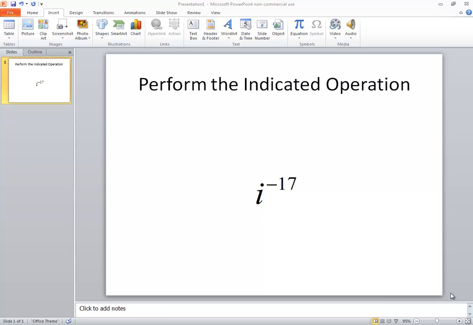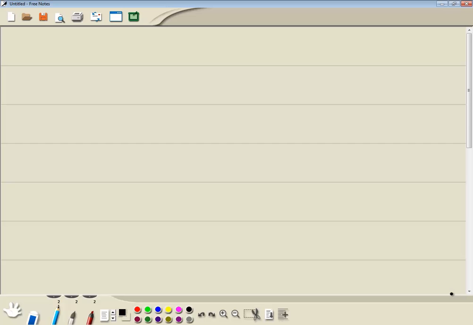Let's take a look at this problem. We got i to the negative 17th power. Now we've worked with negative exponents in prior classes. We don't want negative exponents, so I'm going to create a fraction. I'll put this over 1.